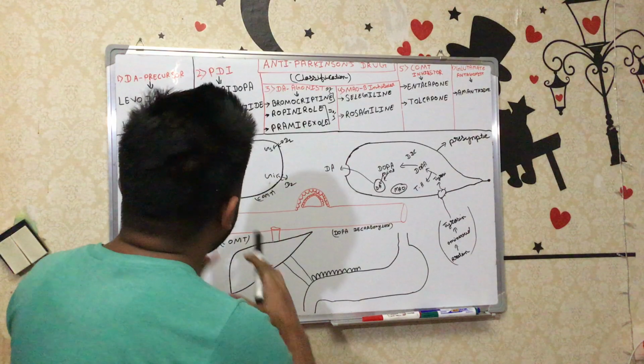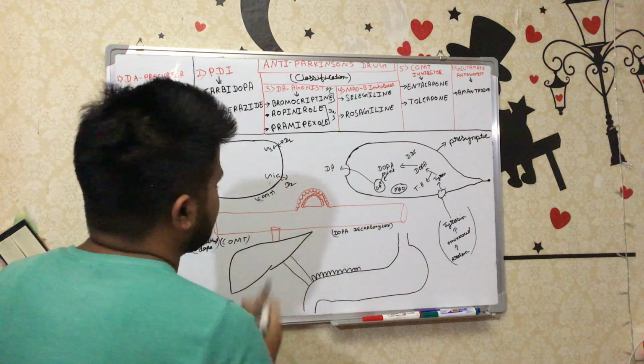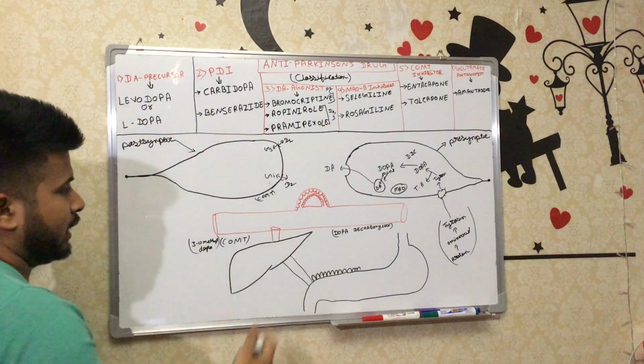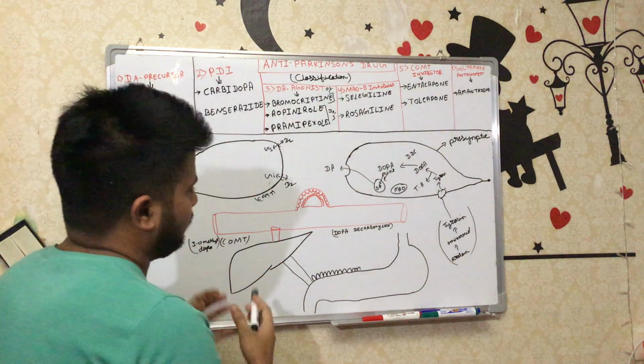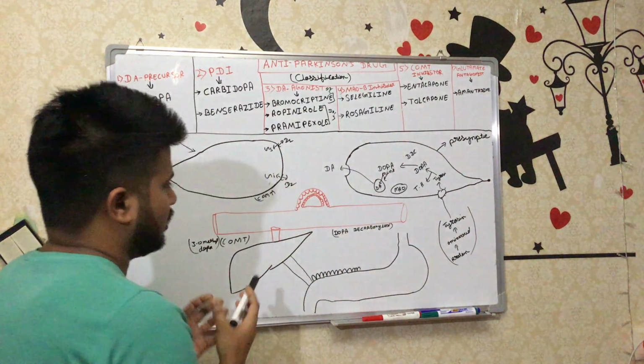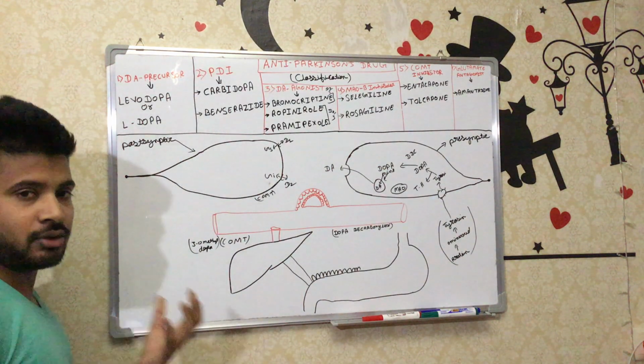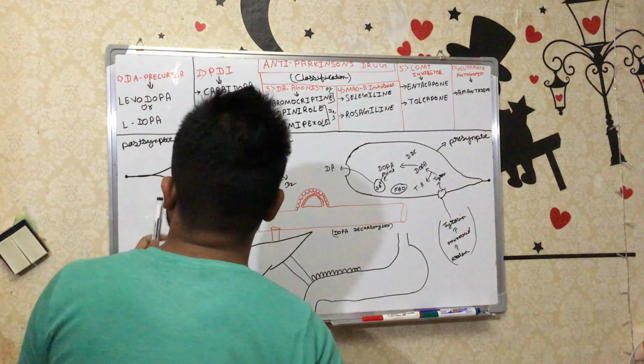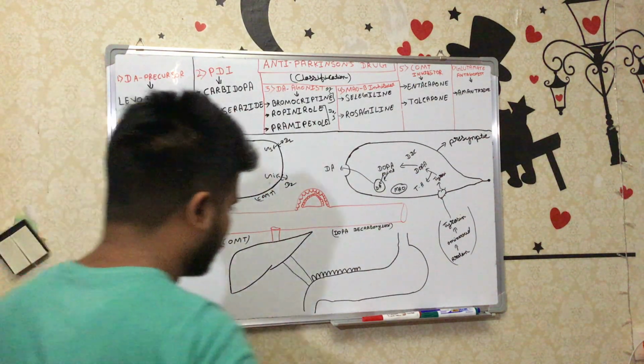Now we'll discuss how the drug finally reaches the neuron, and which types of enzymes interrupt or destroy the drug. So let's start with levodopa.